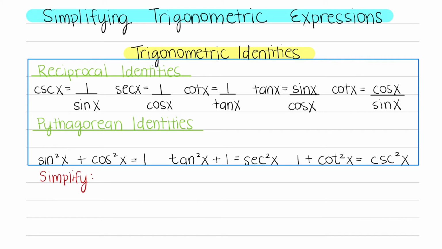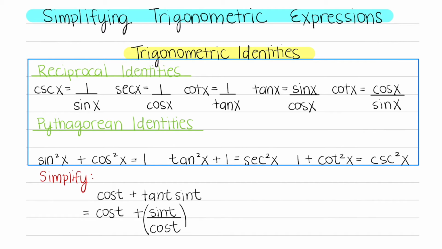Let's try an example. So we are given cosine t plus tangent t times sine t, and we are told to simplify. So the first thing we can do here is replace this tangent with, if you look up at our reciprocal identities here, tan x can be expressed as sine over cosine. So let's go ahead and replace that tan. So we have cosine t plus, and instead of that tan t, we'll put sine t over cosine t times sine t. So now let's multiply that through.